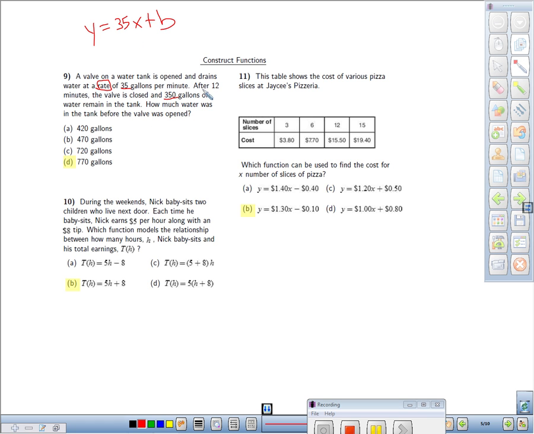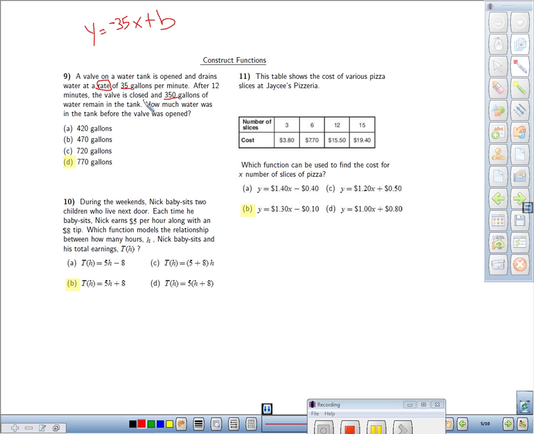Now it says after 12 minutes, the valve is closed and 350 gallons of water now remain. Now let's think about this 35. Should it be positive or negative? Because notice it says this is how much remains, which would make you think that, hey, there's more water in there to start with, which would make sense. So this 35 should be a negative 35, because we're losing water over the course of time. So negative 35x plus b.